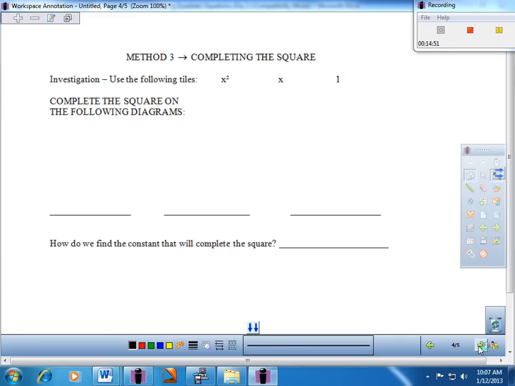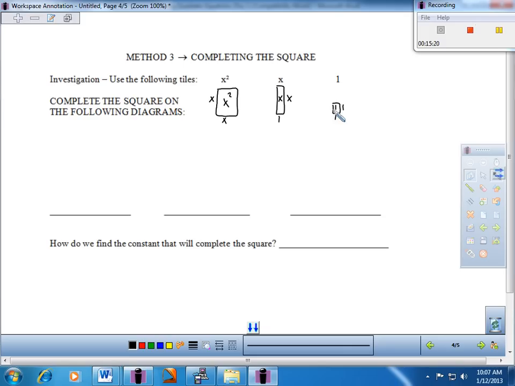Anyway, it says complete the square on the following diagrams, use the following tiles. So maybe you've seen these before. I'm just going to draw them out. This would be what we would call an x squared tile. So x times x is x squared. This is what is called an x tile. It would be a 1 by x. And 1 times x is x. So draw that in there for me. And then the last one is just a little unit tile, just a little 1 by 1, because 1 times 1, of course, is 1.